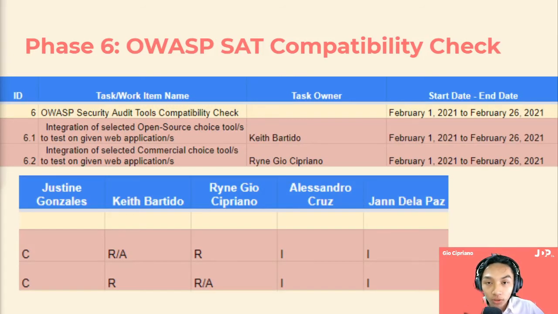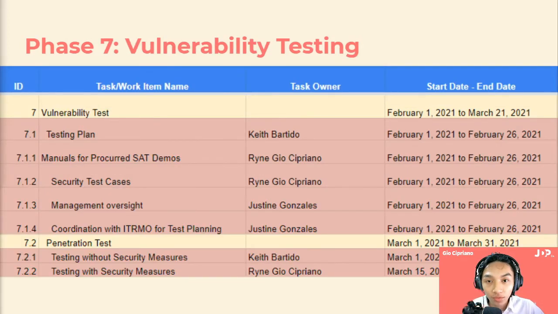For phase 6 of the project, which is a compatibility check for the SATs we've picked, for the web applications of the client, we will be doing a brief compatibility evaluation between the SAT and the web app through the application of the rubric that we'll make with the guidance of the ITRMO. The evaluation for the open source SATs and the commercial SATs will be based on their respective rubrics. The ones responsible and accountable for this phase is me, Gio Cipriano, as well as Keith Bartido. On to the next phase.